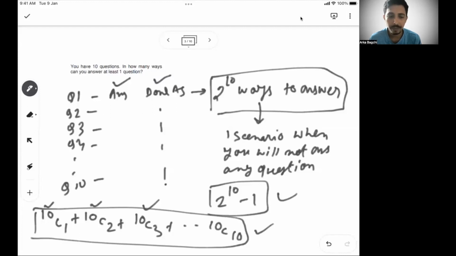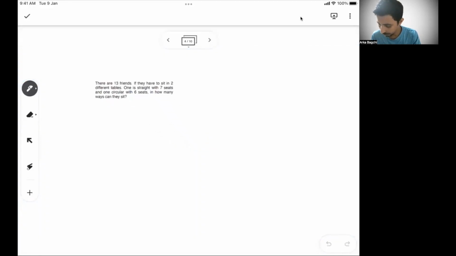10C1 is when, I'm repeating, you choose one question, you are answering one question, then you can answer any one of the 10 questions. So that's why 10C1. When you choose two questions to answer and not answer any other questions, you can choose any two questions out of 10 questions. That's why 10C2. Similarly, when you choose three, all this satisfies the criteria of answering at least one question. So I hope that part is clear. You can solve the problem either way. Let's move to the next one.